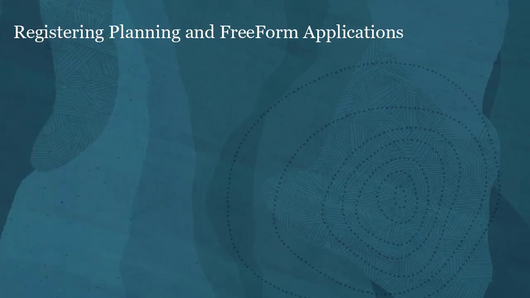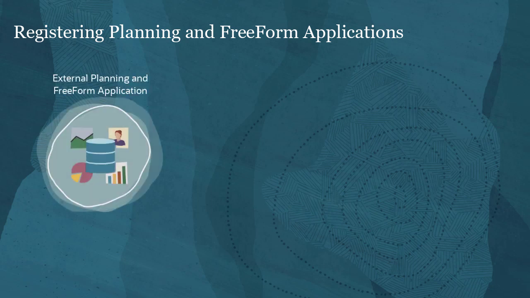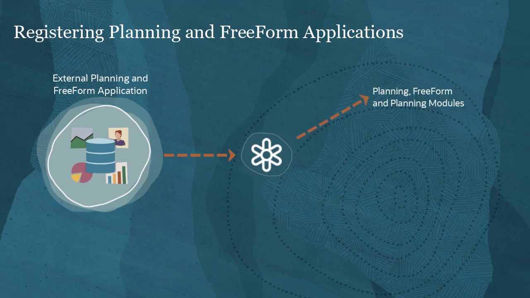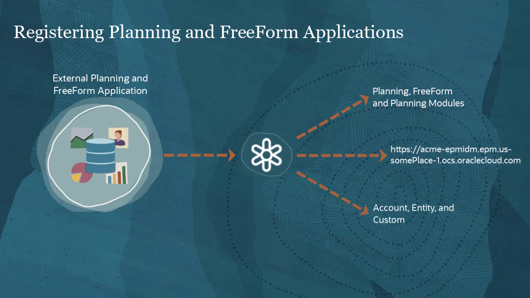You can register and modify external planning and FreeForm applications using a wizard that prompts you for information, such as the external application type, connection URL, and dimensions. When you register a planning or a FreeForm external application, the registration process creates an application and a default view, which represent the external application.